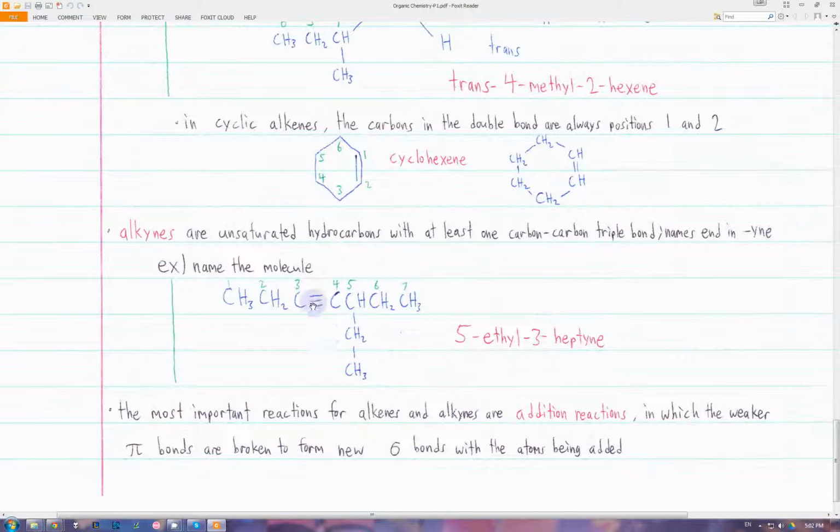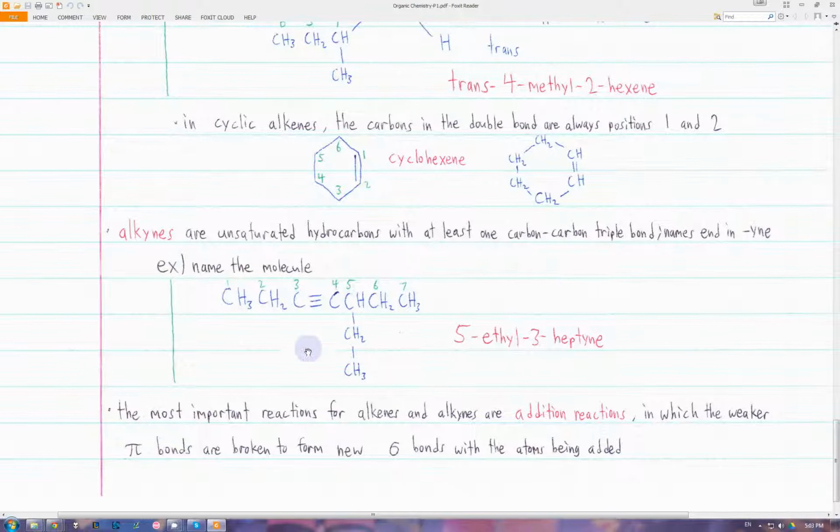So we have this molecule over here, and the longest continuous chain is made up of 7 carbons. So the base of this molecule is going to be heptyne. And again, we have to specify the location of the triple bond. The lowest numbered carbon involved in the triple bond is at position 3. So the root name of this molecule is going to be 3-heptyne. And then we have just one substituent group, an ethyl group at position 5, so this is 5-ethyl-3-heptyne.